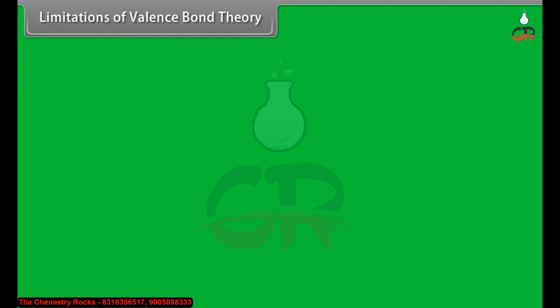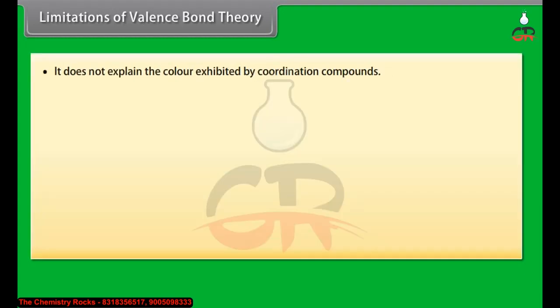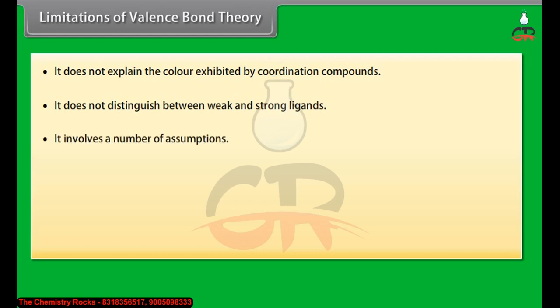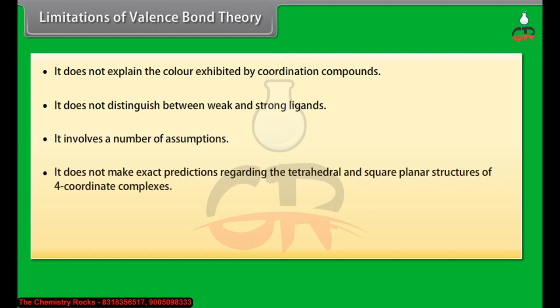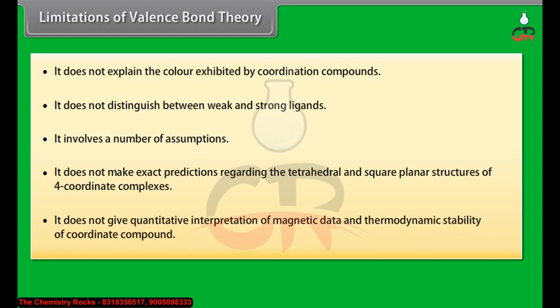Limitations of valence bond theory. The main limitations of valence bond theory are the following. It does not explain the color exhibited by coordination compounds. It does not distinguish between weak and strong ligands. It involves a number of assumptions. It does not make exact predictions regarding the tetrahedral and square planar structures of four coordinate complexes. It does not give a quantitative interpretation of magnetic data and thermodynamic stability of coordination compounds.